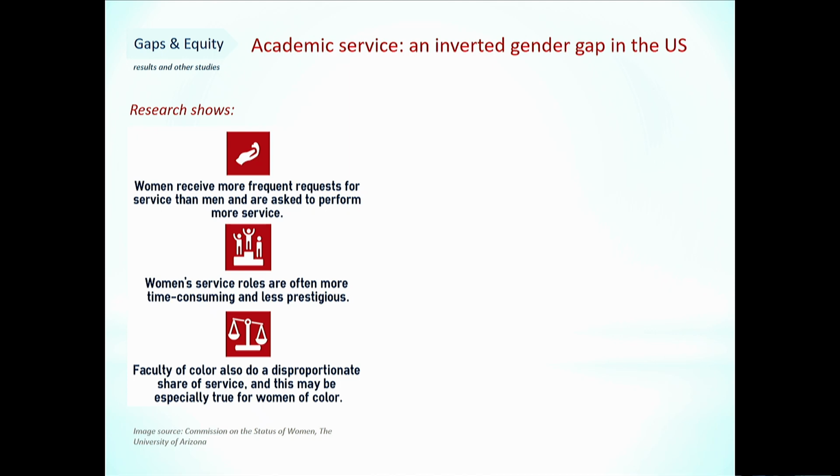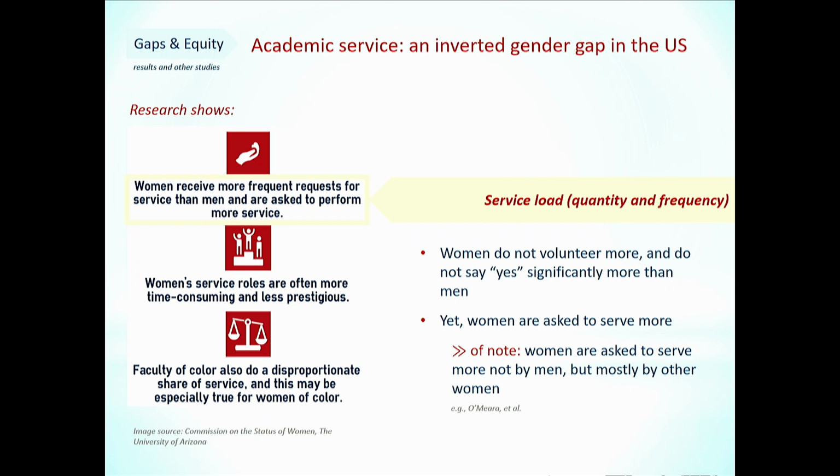So the research shows, and there's 3 main things, and I'm going to go one by one in different slides. So I want to first focus on this one. In connection to service load, so quantity and frequency of service, research shows that women receive more frequent requests for service than men and are asked to perform more service. Again, this is the context of the US nationally, and mostly at large research universities. Okay.